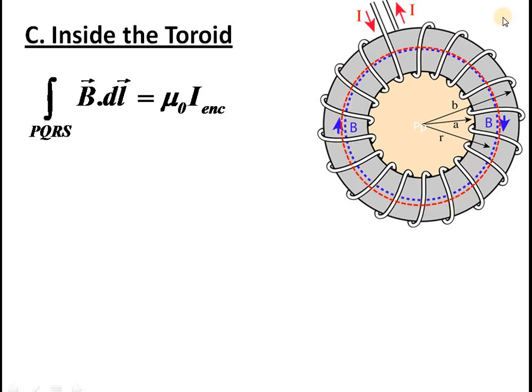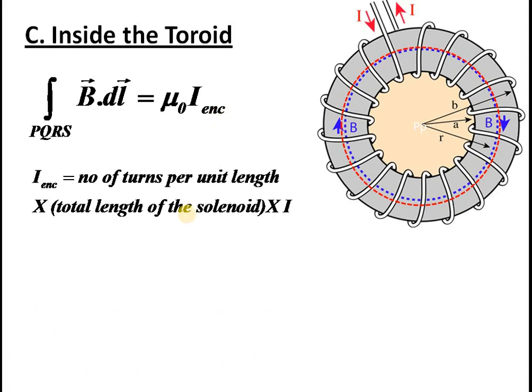Okay, remember the first case was a point outside here, the second case was a point here, and the third case is a point here, within or inside the solid. Again, we assume a closed path like this, line integral B·dl equals mu 0 times I enclosed. So what happens here? Here you must go very cautiously, carefully.